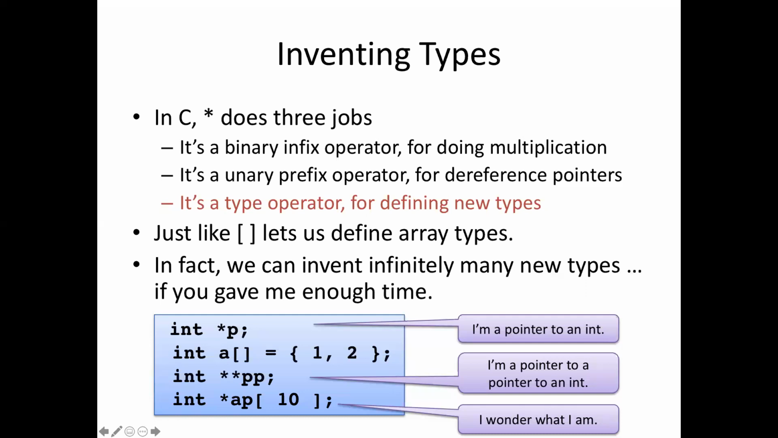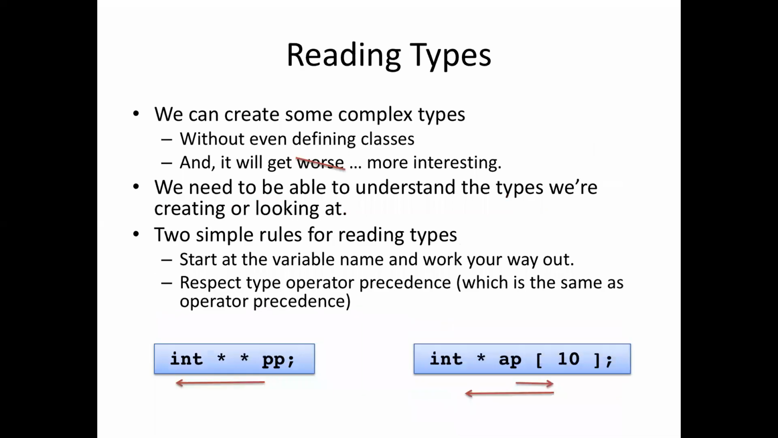It seems like I could get two things when I say this. I could get an array of 10 pointers to ints, or I could get a pointer to an array of 10 ints. Which one am I going to get? Well, to understand that, we need to know how to read types in the language C. And this will also tell us how to make types that we want.